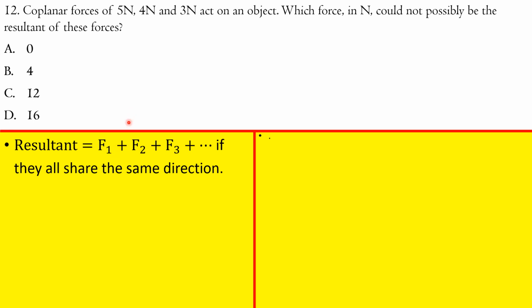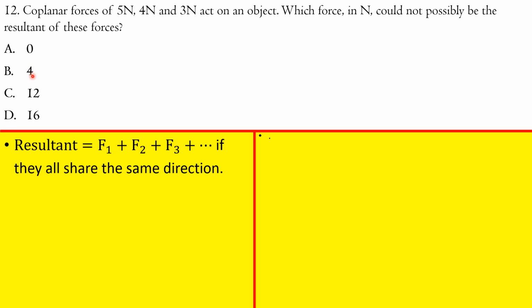Well, the maximum possible resultant only occurs when all the coplanar forces have the same direction. So you get 5 plus 4 plus 3. That gives you 12. So this is the maximum possible resultant force you can create from these coplanar forces. So this 16 here is already off. It's not possible to ever get 16 from these coplanar forces as a resultant. But let's talk about how you can get this 4 and how you can get this 0.